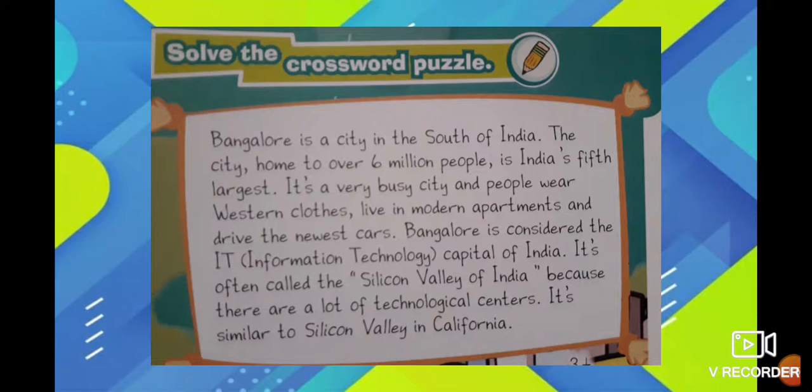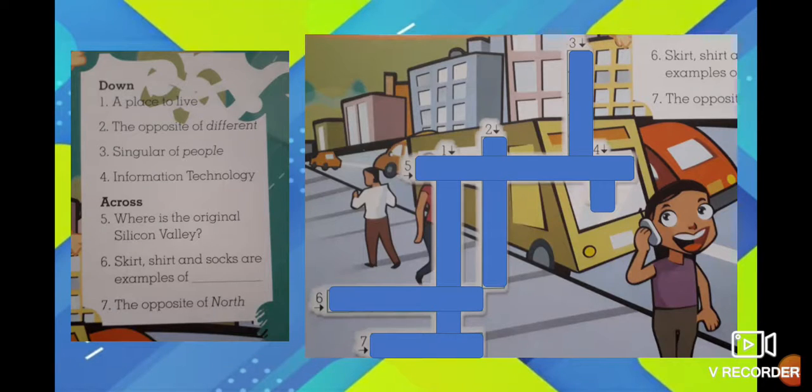Okay, and also Bangalore is considered the IT. What is the meaning of this abbreviation? Information technology, the capital of India. Okay, Bangalore is considered the IT capital of India, and it's often called the Silicon Valley of India. Why? Because there are a lot of technological centers. Okay, that means a lot of technological companies, and for that reason, Bangalore is considered the Silicon Valley of India. It's similar to the Silicon Valley in California. You know that this one is a technological city. Yes? Okay, so let's see.